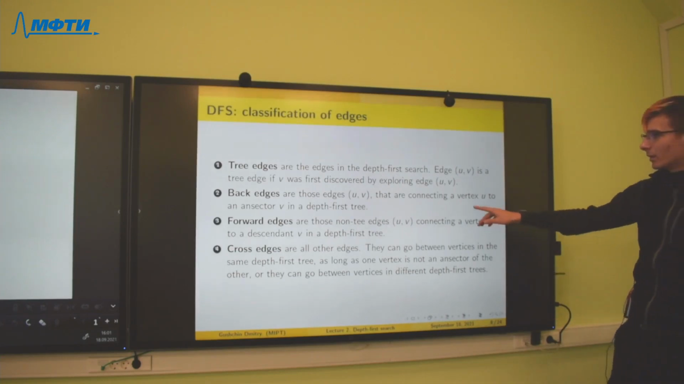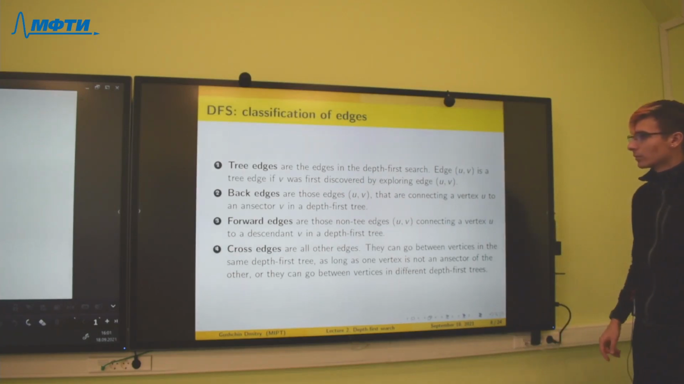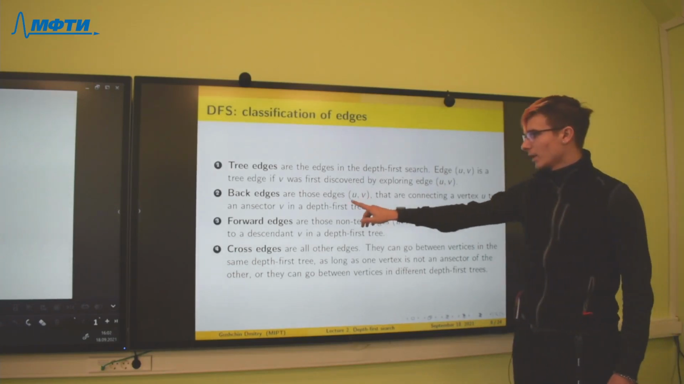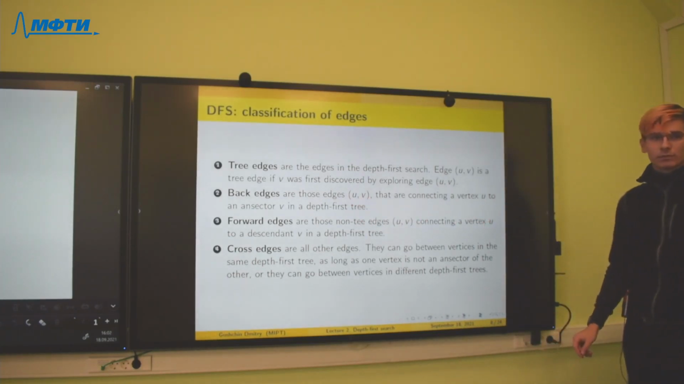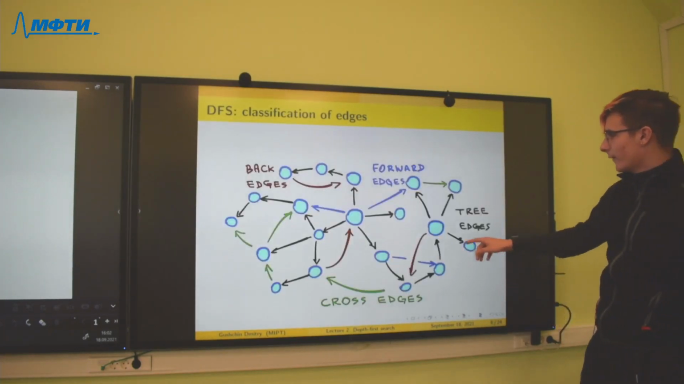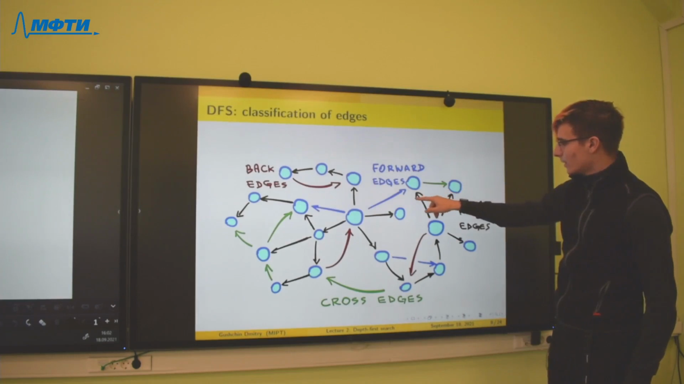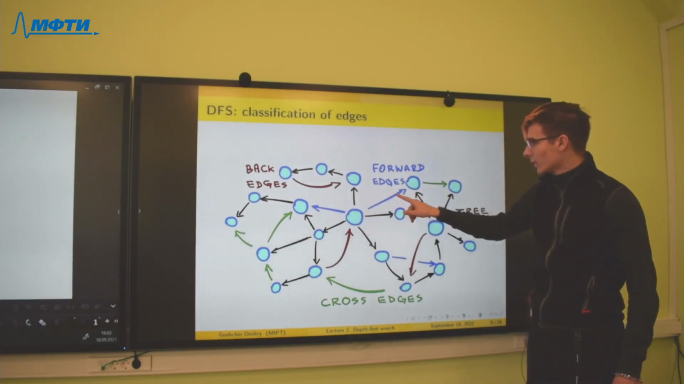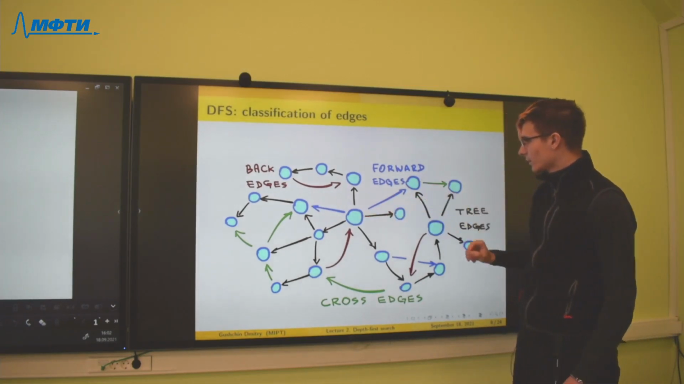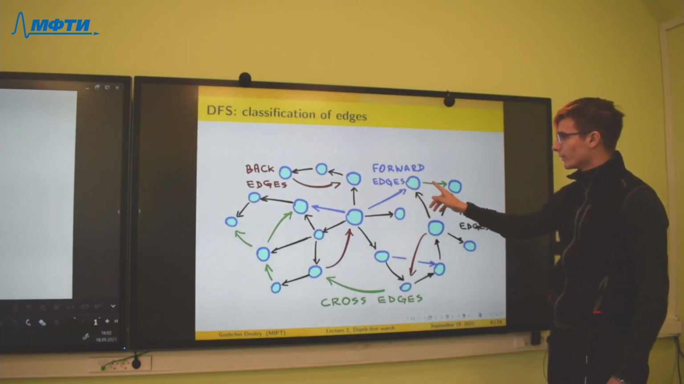Yep, that's the edge from O to V. We name it a back edge if V is an ancestor of vertex O. Okay. If the edge goes in the other direction, for example, vertex O and vertex V, we say that O is an ancestor of the vertex V. Yep. So we say that it is a forward edge.